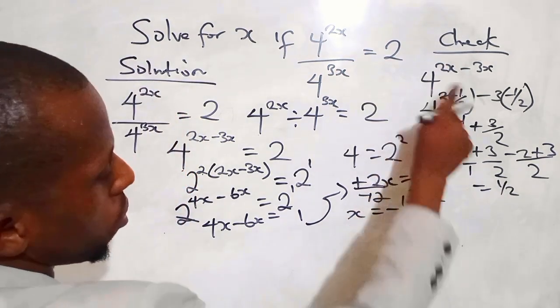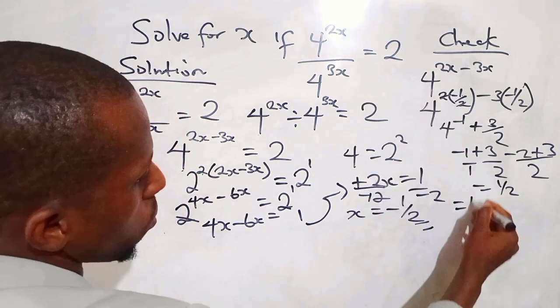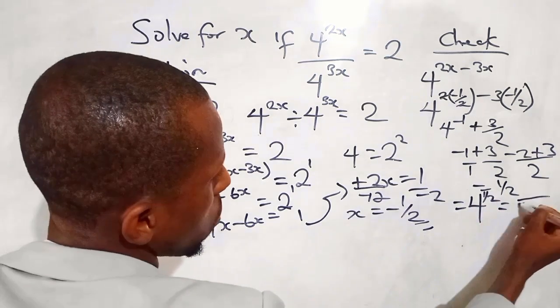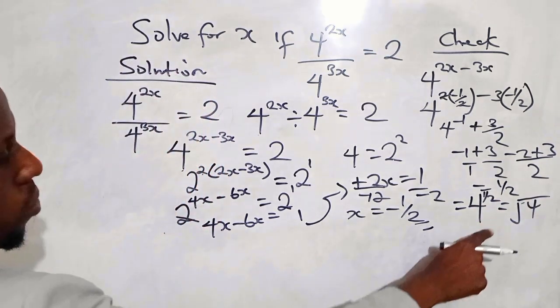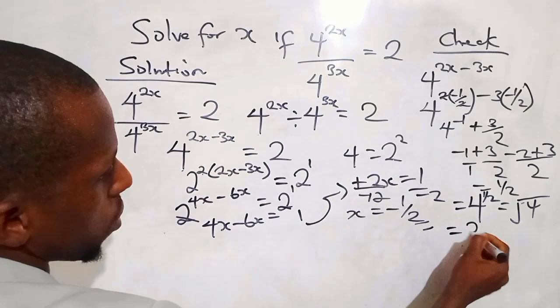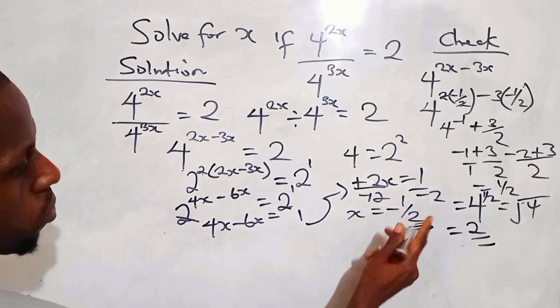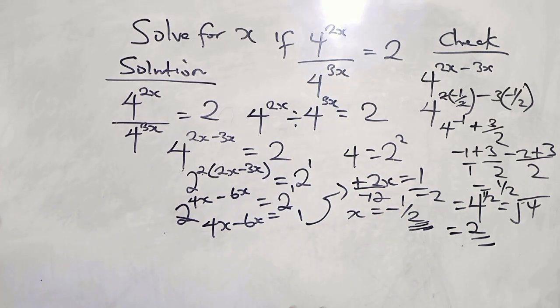So for 4, which is the base, we have 4 raised to the power half, which is the square root of 4, and the square root of 4 gives us 2, which matches the right hand side. So the value of x is minus 1 over 2. Thank you very much.